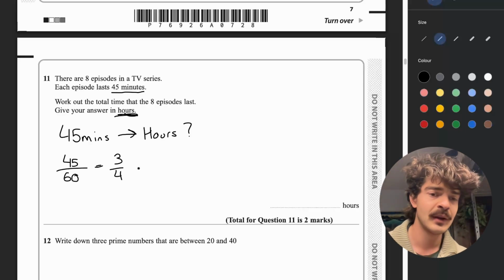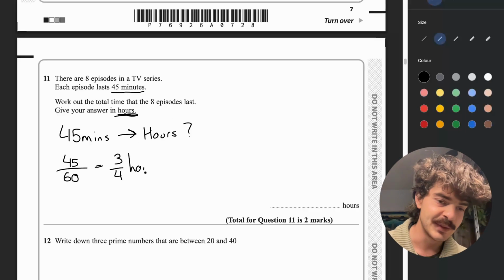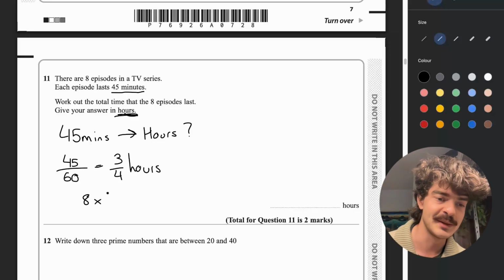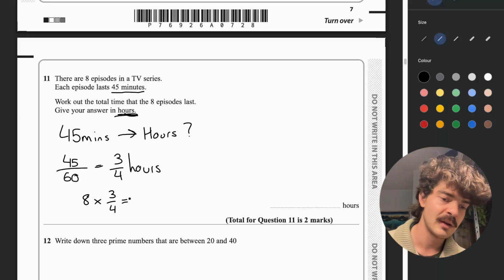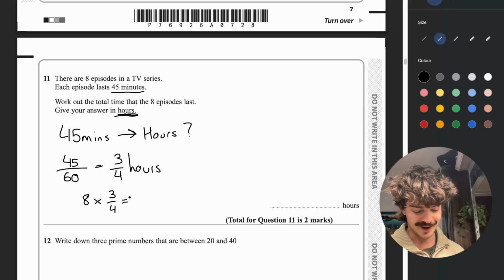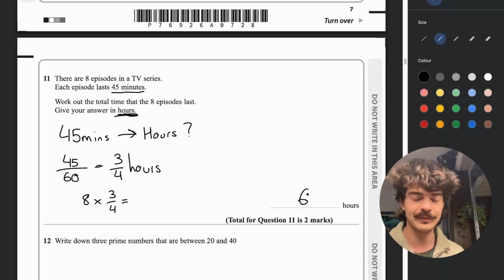So here we go. Now we're in hours. Each episode lasts 3/4 of an hour. So instead of having to do any crazy maths at the end, we can just do 8 times by 3/4 on our calculator. And whatever that gives us, we are very happy with. 3/4 gives us 6.